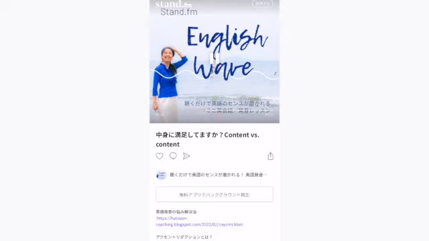Both words are spelled exactly the same. C-O-N-T-E-N-T. They both have 2 syllables. What's different is where the stress lies. Content has the stress on the first syllable. So the first syllable, con, is bigger and longer. Open your mouth wider and say con, content.